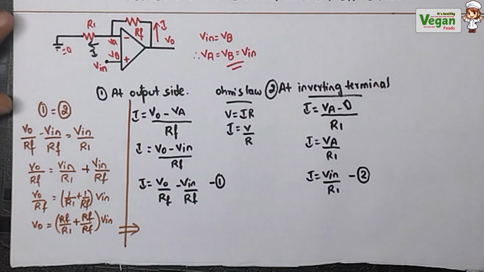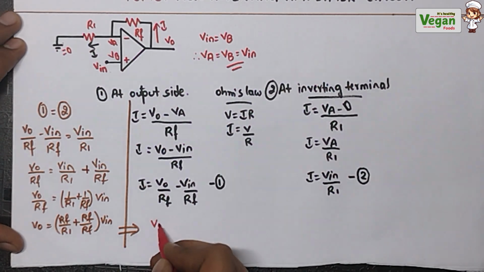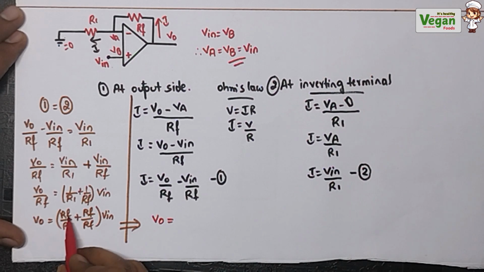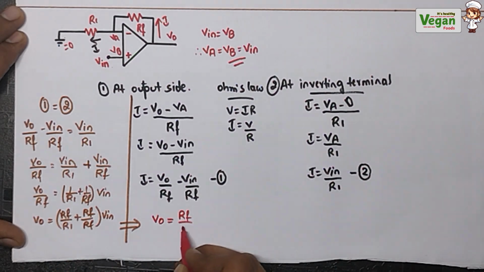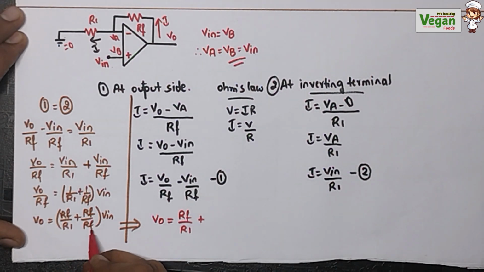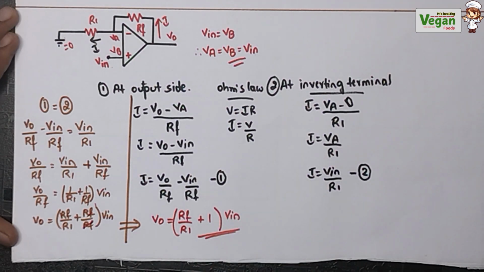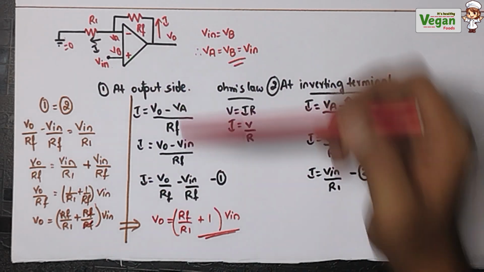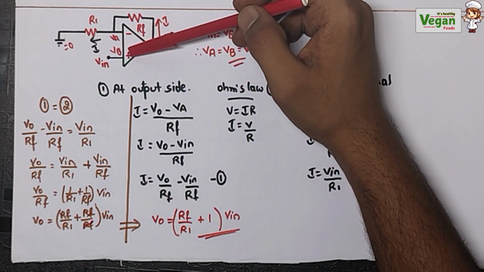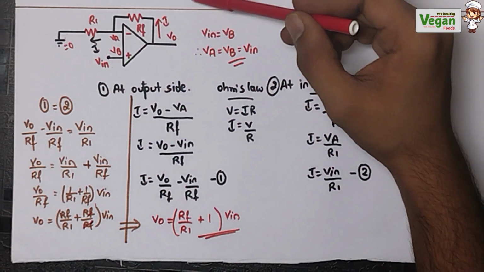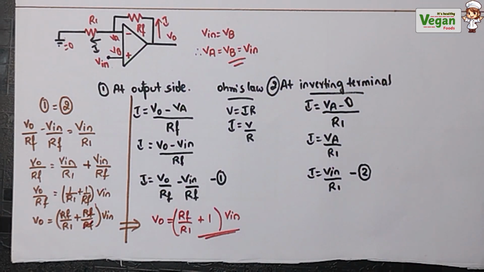So how can we simplify and write this equation? Vout, that is the output voltage, is equal to Rf by R1 plus Rf by Rf, which means 1. Rf by Rf means 1. So Vout is equal to Rf by R1 plus 1, into the input voltage Vin. Here there is no negative symbol, which represents that we have given the input to the non-inverting terminal. So this is called a non-inverting amplifier circuit.